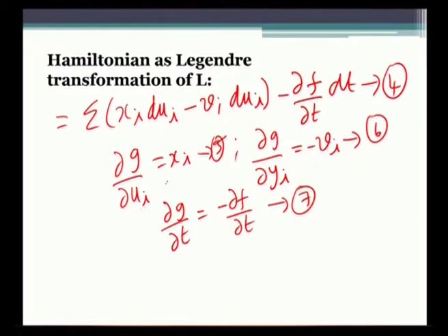So, we can call this dou g by dou ui is equal to xi, and dou g by dou yi is equal to minus vi, and dou g by dou t is equal to minus dou f by dou t as Legendre transformations. Now, using this Legendre transformation, we can get the Hamiltonian.